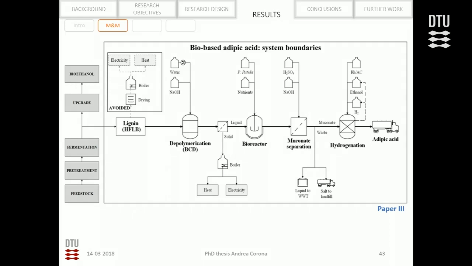These are the system boundaries of our LCA study. As you can see, on the left side is the bioethanol biorefinery. We take this lignin after the fermentation, and instead of burning it to produce electricity and heat, we depolymerize it first. We send it to the bioreactor where the muconate is produced, and after that the muconate is separated and then hydrogenated to adipic acid.